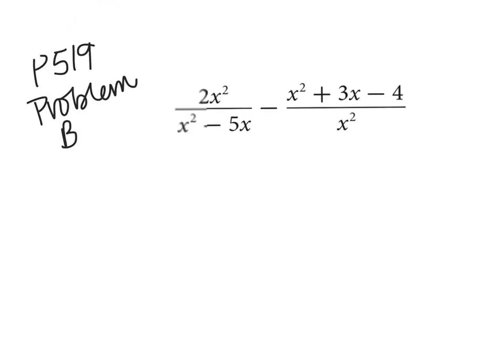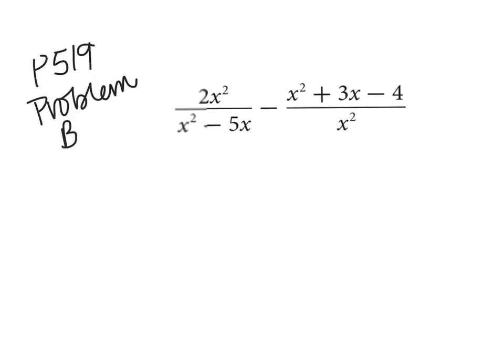So we're going to look next at problem B on page 519. So we have 2x squared divided by x squared minus 5x minus x squared plus 3x minus 4. So we need to simplify this, but in order to simplify this, we need to get a common denominator. And you can go back and look at the practice problem that I did to begin with, where we had 1 over 6 plus 1 over 9, and we had to get a common denominator there, because that will be a good thing to reference as we go through this.